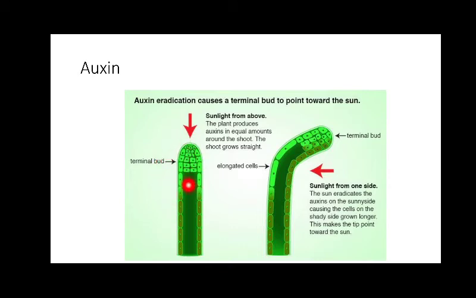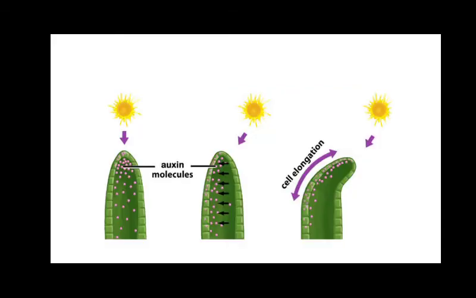And thus when it is accumulating in the opposite side, right here, we are going to find that it is promoting the elongation of the cells, and thus that particular side of the plant is actually growing longer, whereas this side it cannot, and hence we see that the plant is turning towards the other side. Let me show you with another diagram.